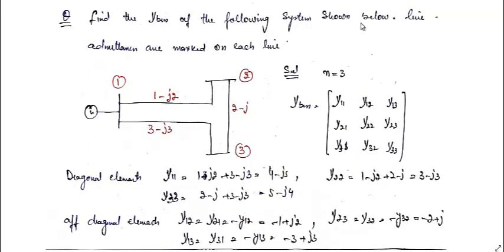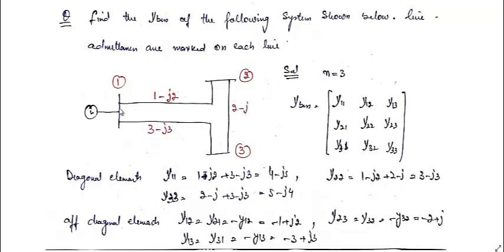Let's try to do some more numericals. Find the Y bus for the following system shown below. Line admittances are marked on each line. Sometimes you may not be given this information, that is the line admittance, but you have to identify it by the values given here, because this will give us an idea about whether this is admittance or impedance. If the line is given by having a positive sign before this j, then it is an impedance. If there is a minus sign before this j, then it is an admittance. Here it is a minus, that means it is admittance.